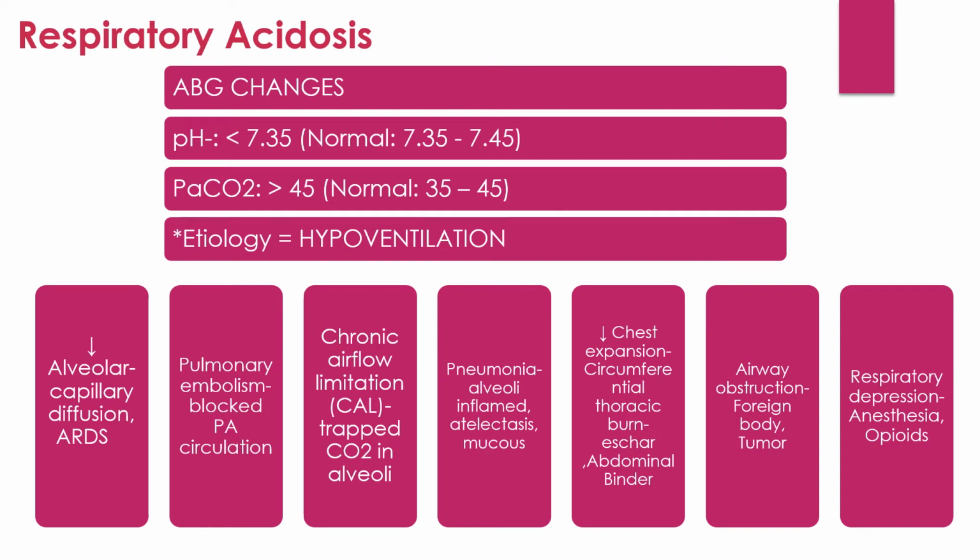Decreased chest expansion, so that would be like a circumferential thoracic burn, or eschar, or an abdominal binder. And we'll talk more about that when we get to burns. Airway obstruction would be a foreign body or a tumor. So if we have a lung tumor, it's going to obstruct the airways so the air can't come in and out. And respiratory depression, which would be anesthesia or opioids.